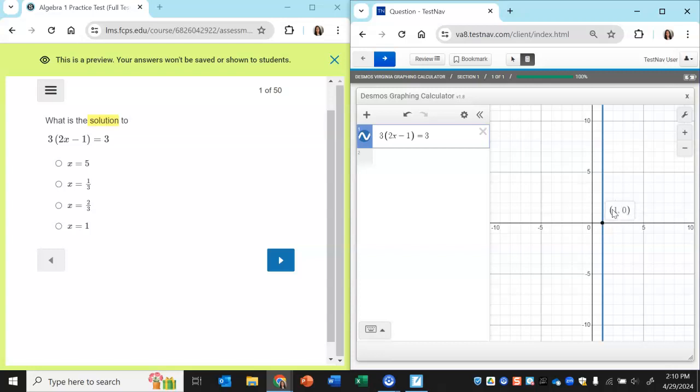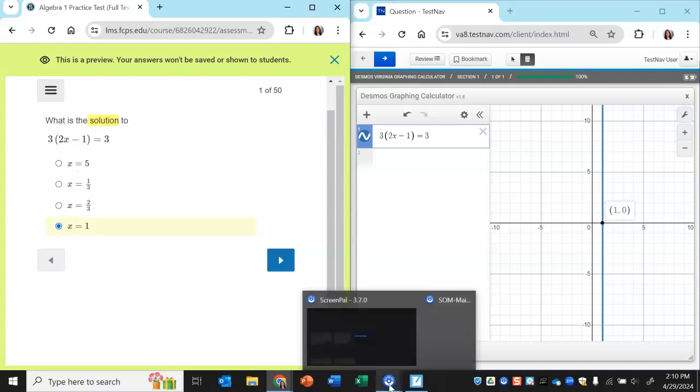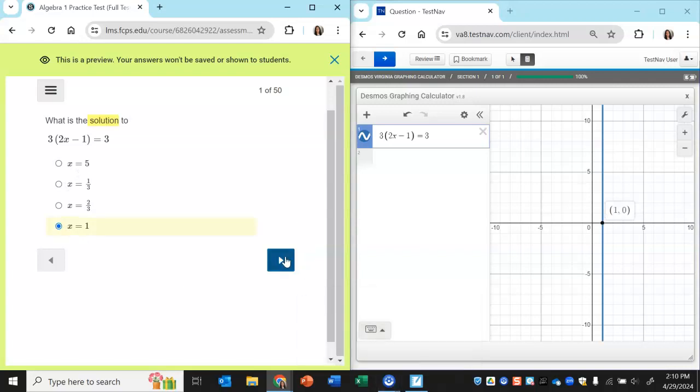Not the 0, but the 1. X, because that's the x coordinate. So x equals 1. And that's about it, okay?